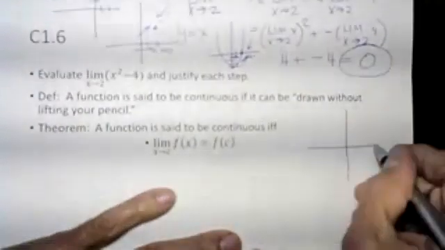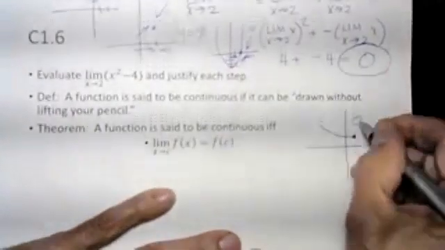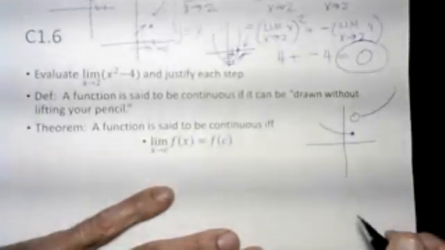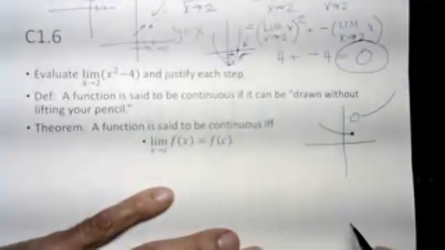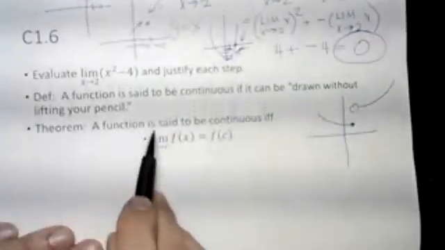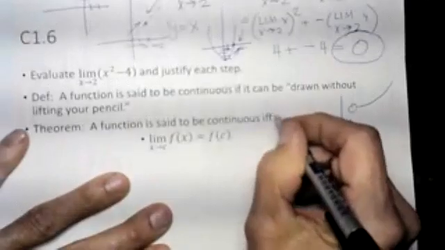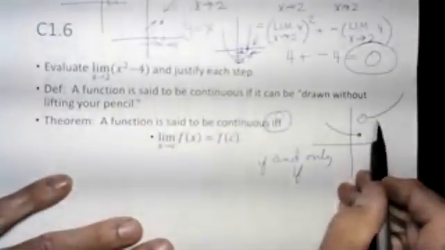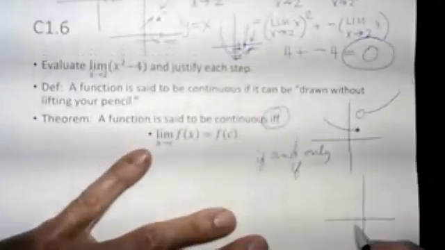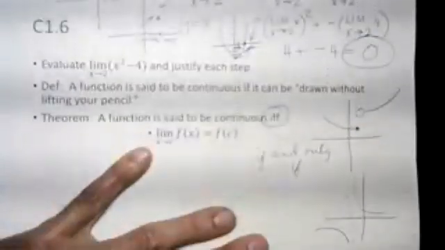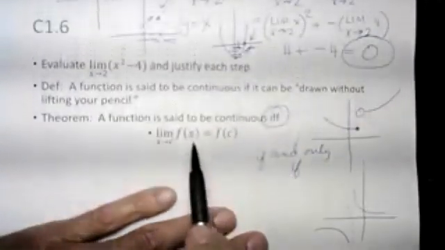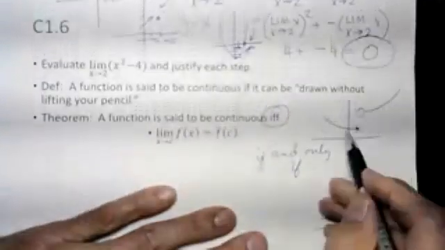In other words, this is not continuous. You've got to lift your pencil, okay? Any breaks, holes, that kind of thing. So here's a very important theorem. A function is said to be continuous if and only if, means that it reads both ways. If you have a continuous function with no holes, with no asymptotic lines, right? If you have a continuous function, you know that you don't have situations like this.